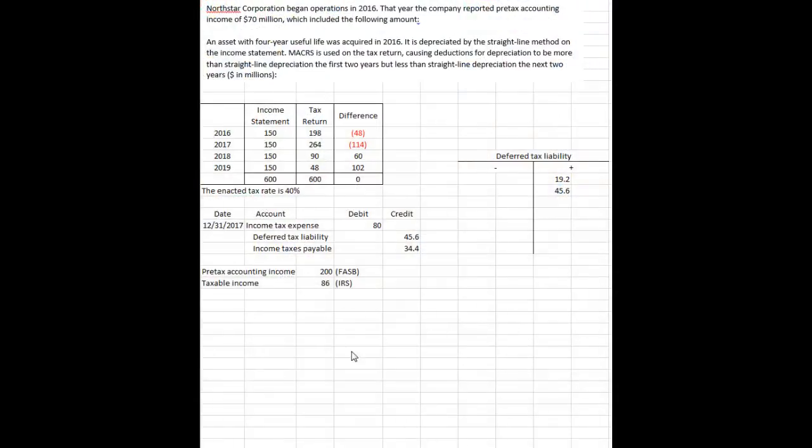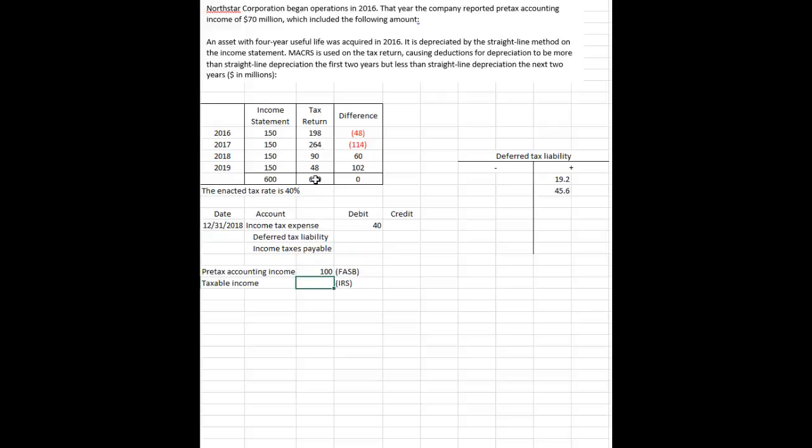And we repeat that process over and over again as the years go by. So let's do that here for the next year, which is 12/31 of 2018. We've got to delete these numbers, and you'll notice that it's starting to reverse, because the book depreciation is larger than the tax depreciation. In 2018, the problem tells us the pre-tax accounting income is 100 million. So my income tax expense recorded on the income statement is the pre-tax accounting income times 40%, $40 million, but that's not what I'm going to pay the IRS.